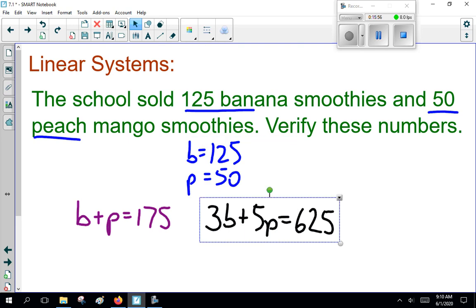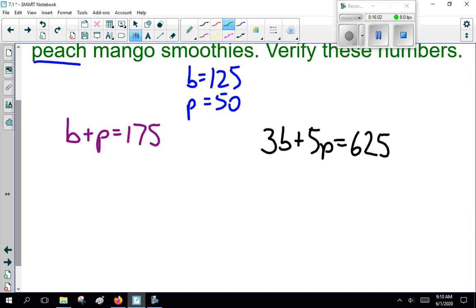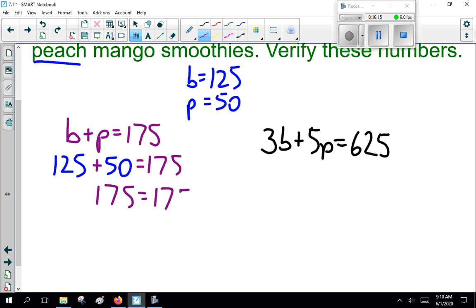So here's our two equations. Let's check them. So B plus P is 175. So every time we see B, we replace it with 125. Every time we see P, we replace it with 50. So 125 plus 50, yeah, 175 equals 175. I'm okay with that.